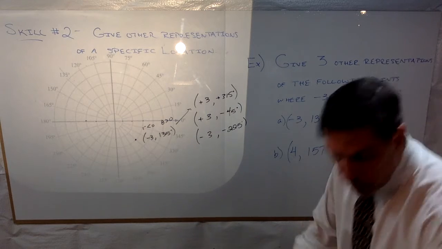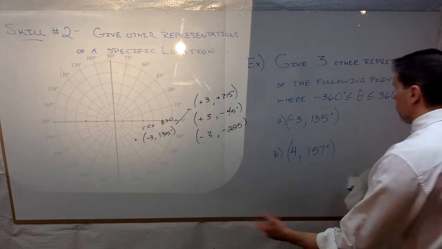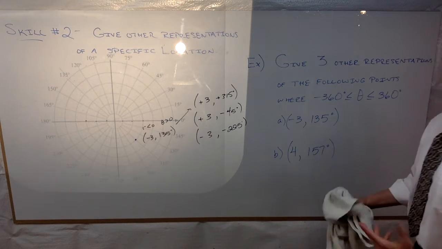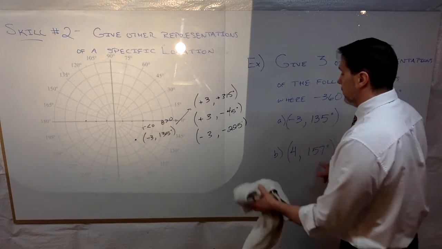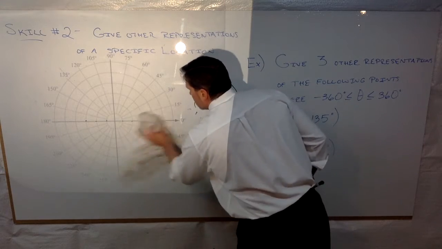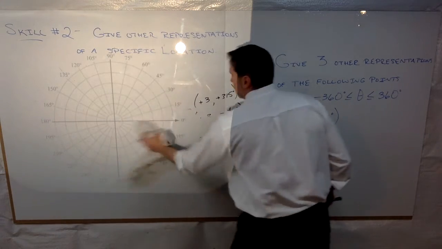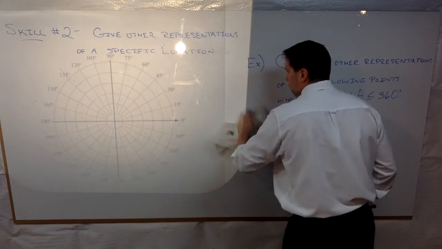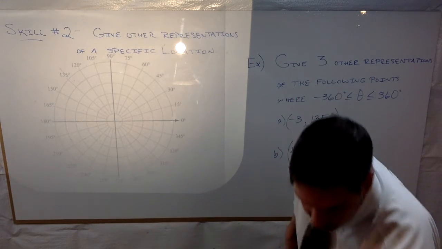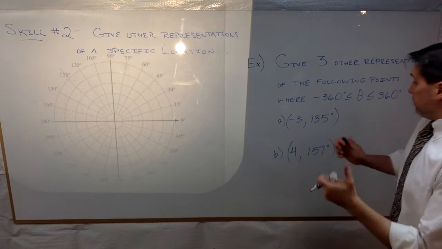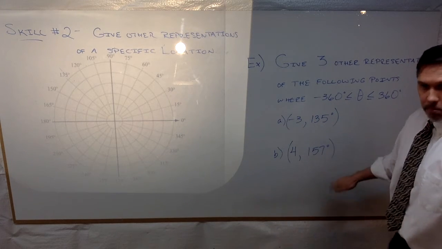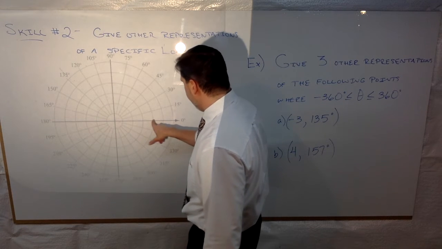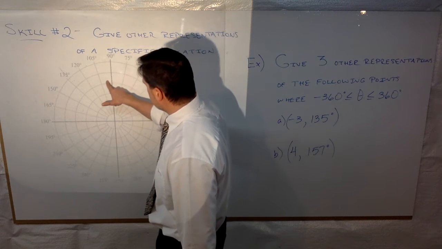All right, now that second one I put up there, it's not just another run-of-the-mill. I mean, I suppose you could consider it a run-of-the-mill, but I picked an angle that's not particularly pleasant, 157 degrees. So what we're going to do is approximate, and we have to be real sure about our math here and where we're located. All right, so first let's plot what (4, 157°) would be located at.